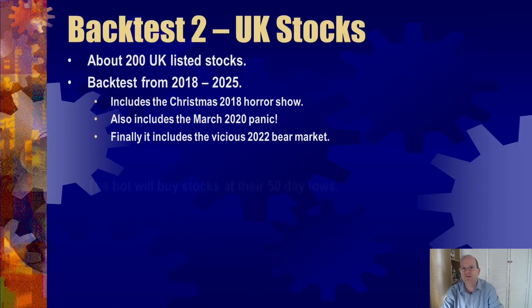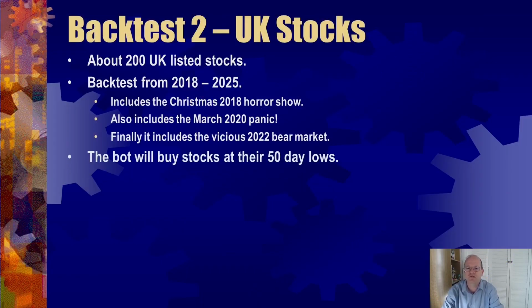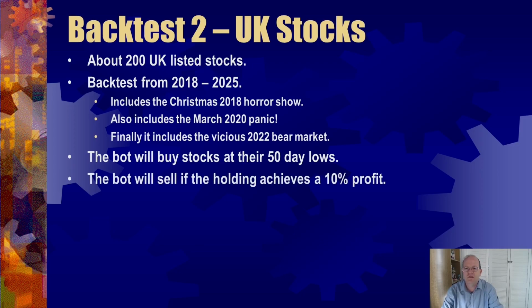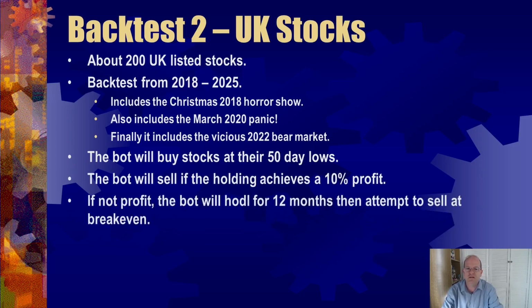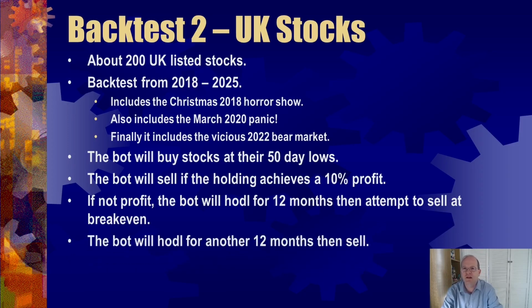This time we'll use a different strategy, and the bot will buy stocks at their 50-day lows. This is quite a good strategy I found, so let's see what happens here. So again, we'll sell if we achieve a 10% profit. If no profit, we'll hold it for 12 months to try and break even, and then after another 12 months, we'll sell. So what are the results from this one?